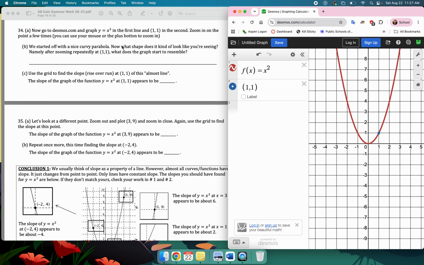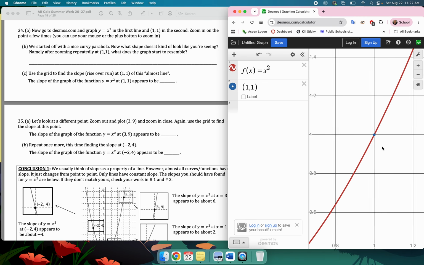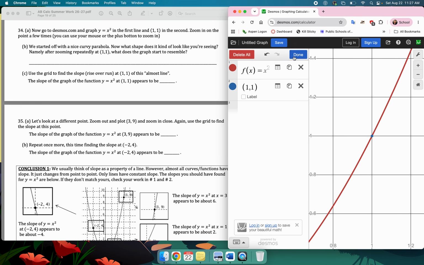So it says we started off with a nice curvy parabola. What shape does it kind of look like you're seeing? Oh, it says zoom into the point a few times, right? So I'm just going to zoom into the point. Okay. Oh, there it is. That looks pretty nice. Let me actually make this a little bit bigger to make it more prominent.